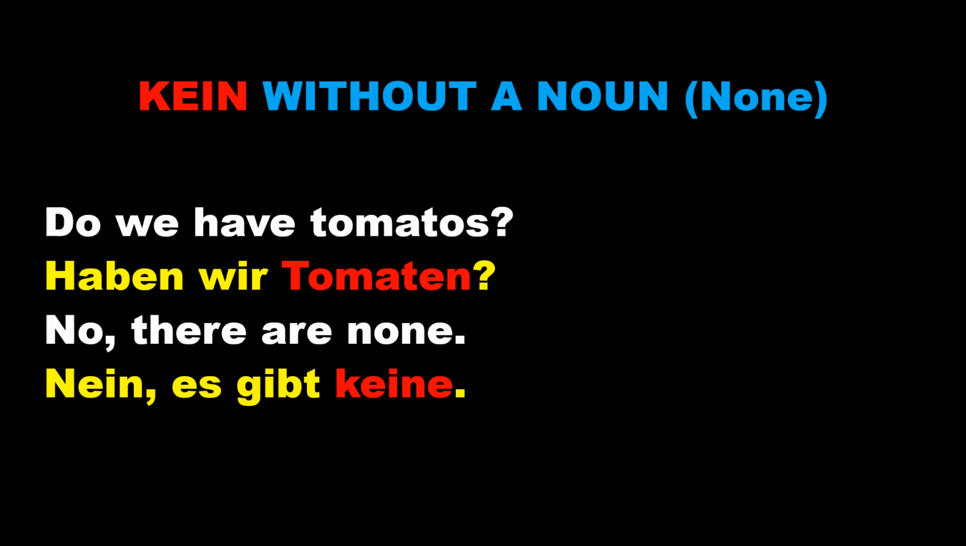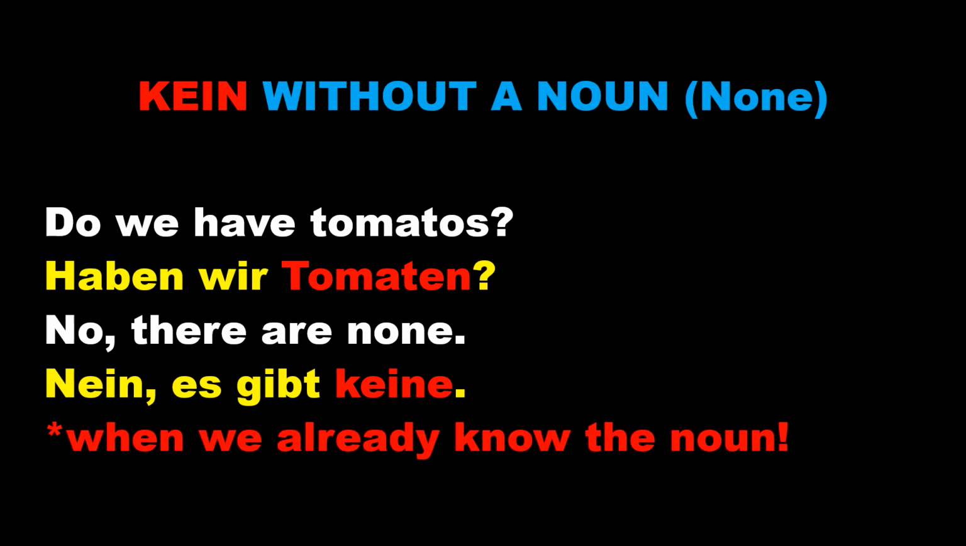So you need to do a few exercises to learn how to use these negative words. When we already know the noun, then we can use it like this. We use none like this. Keine. Nein, es gibt keine. Now in this sentence we already know we are talking about tomatoes. So in such a scenario we can avoid the noun.